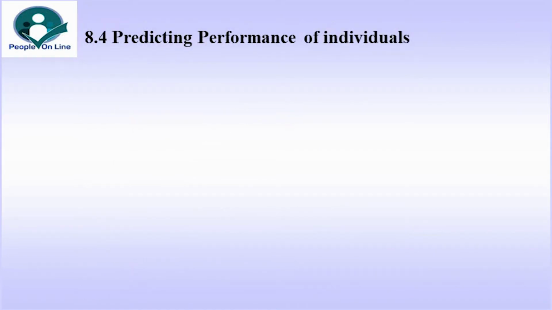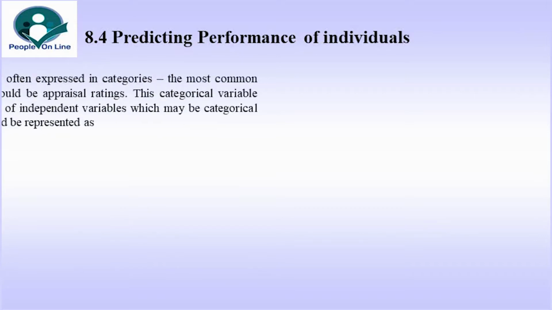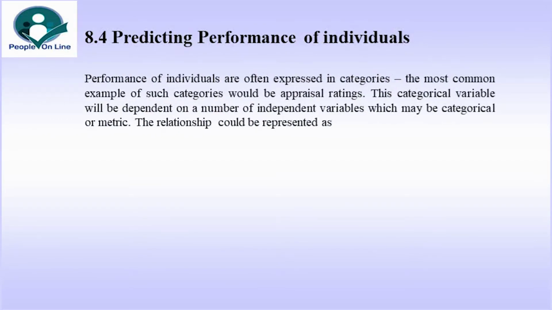Now we go on to predicting performance of individuals. Performance of individuals are often expressed in categories. The most common example of such categories would be appraisal ratings. This categorical variable will be dependent on a number of independent variables which may be categorical or metric.